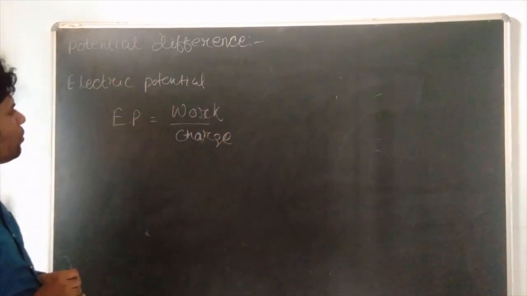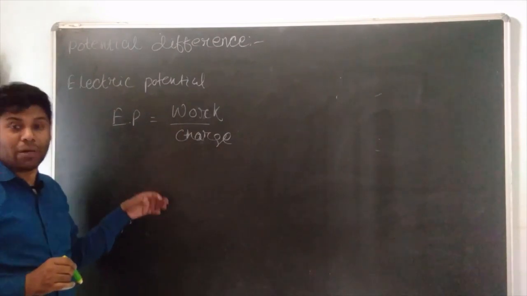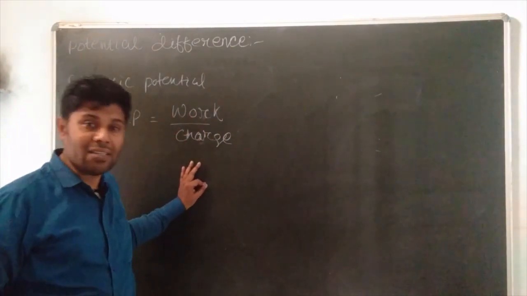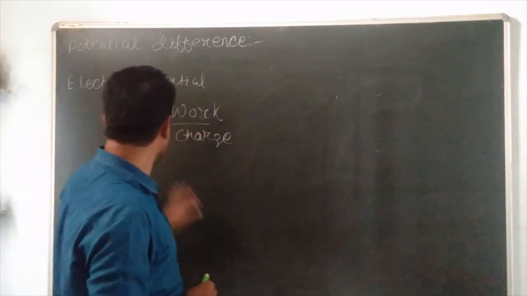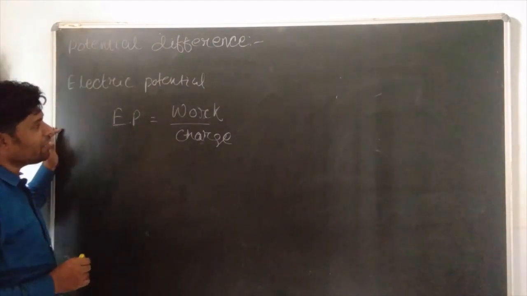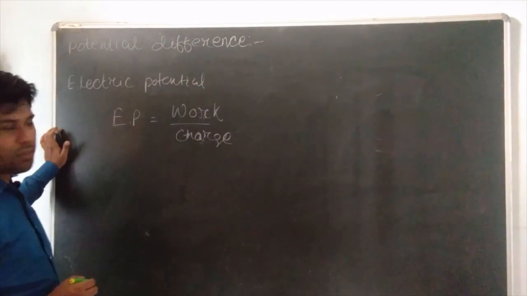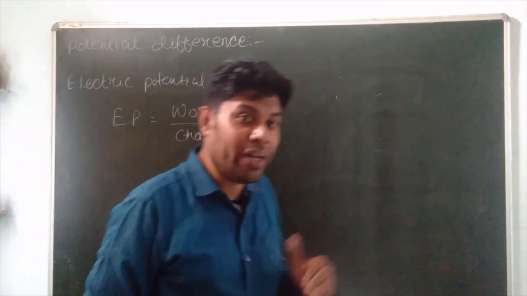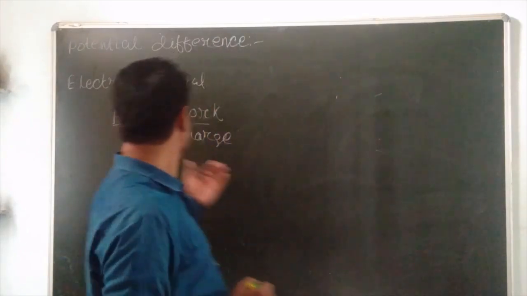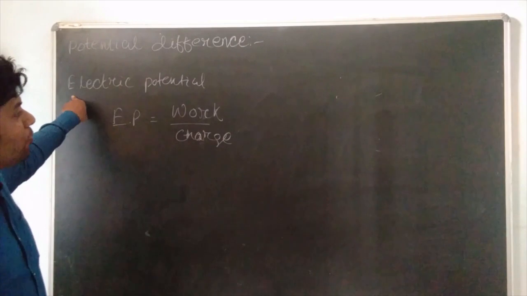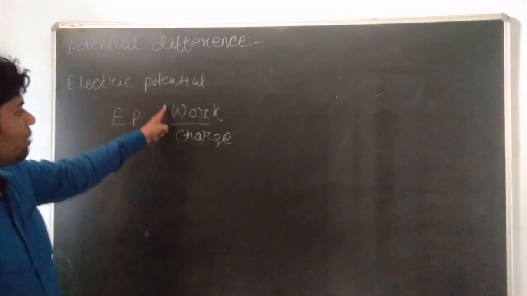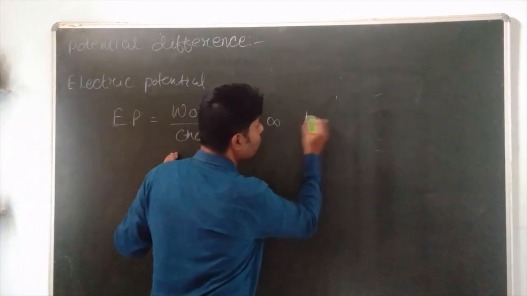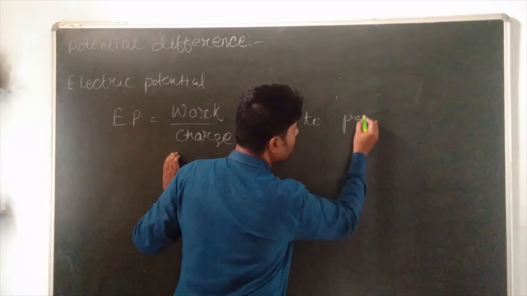So how to define the electric potential? The amount of work done upon the charge, bringing it from infinity to a particular point against the electrostatic force, is called electric potential. And what is the electric potential difference? The amount of work done bringing the charge from one point to another point. Electric potential means the amount of work done upon the charge from infinity to a particular point.